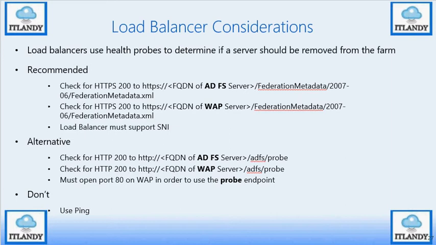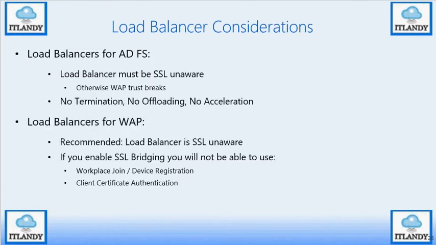So the recommendation, these are the links, you can use them, and this is what Microsoft recommends. And the last part is if you use a load balancer for ADFS, the load balancer must be SSL unaware, otherwise WAP trust will break. No termination, no offloading, no acceleration. And for the WAP server, the recommendation is that the load balancer is SSL, again, unaware. If you are enabling SSL bridging, then you will not be able to use workplace join, device registration, or client certificate.